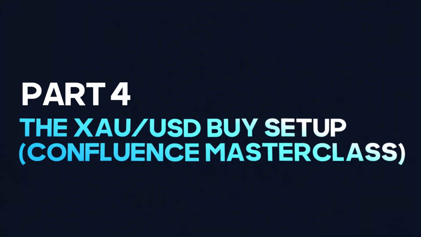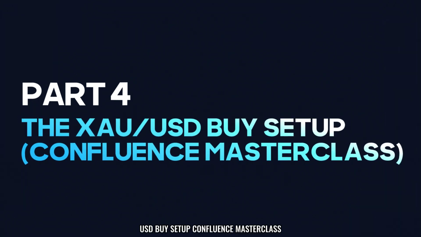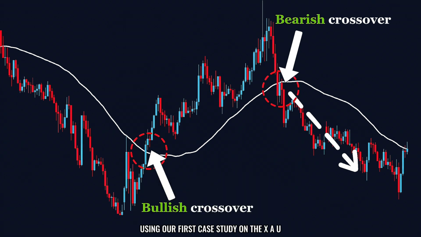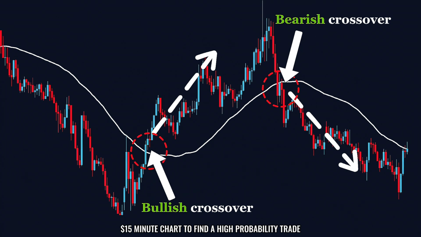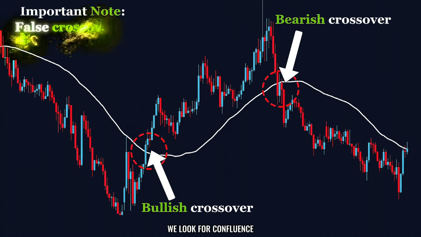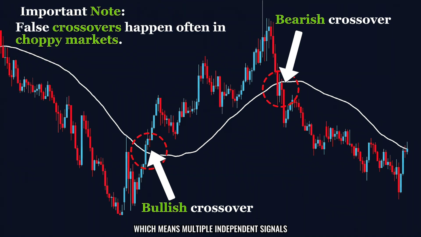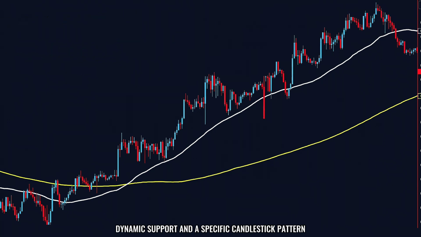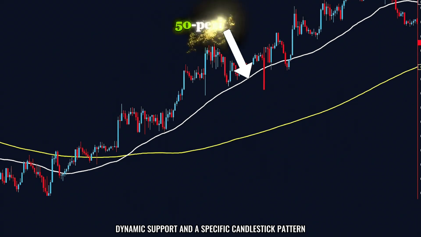Part 4. XAUUSD Buy Setup Confluence Masterclass. Let's look at how we execute this with high precision using our first case study on the XAUUSD 15 minute chart. To find a high probability trade, we look for confluence, which means multiple independent signals lining up at the exact same price level. In this setup, we combine market structure, dynamic support, and a specific candlestick pattern.